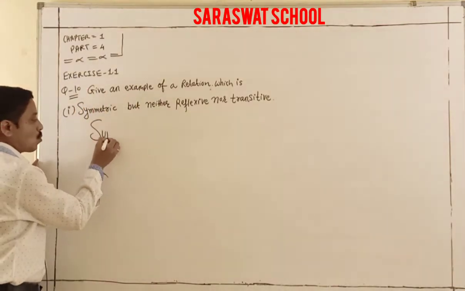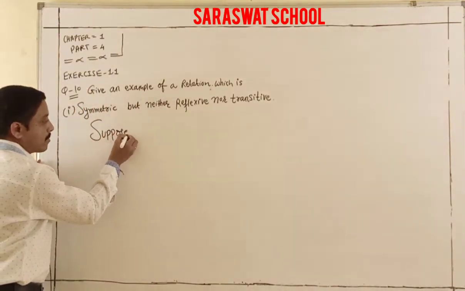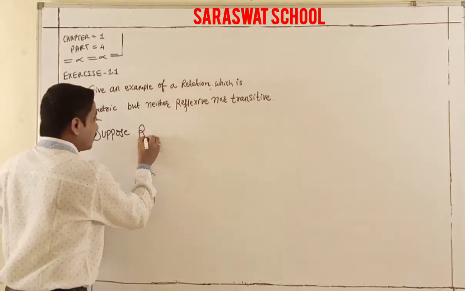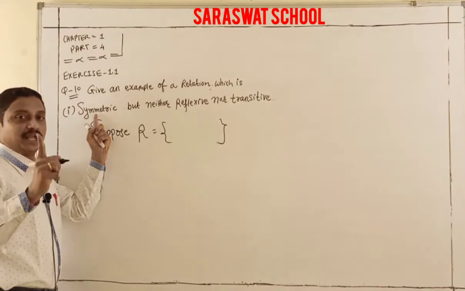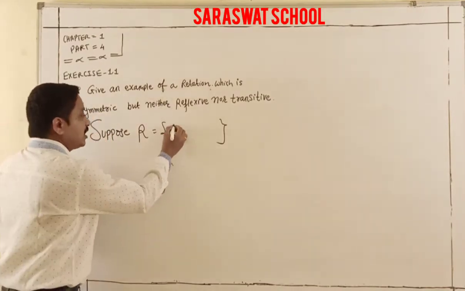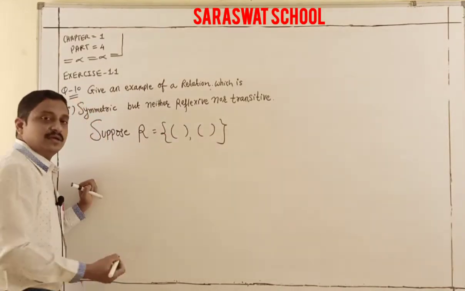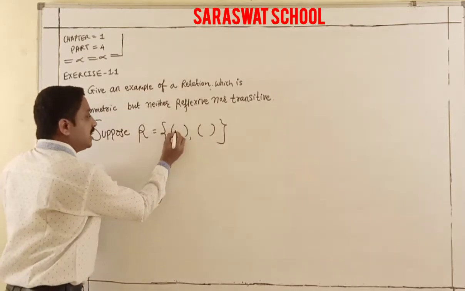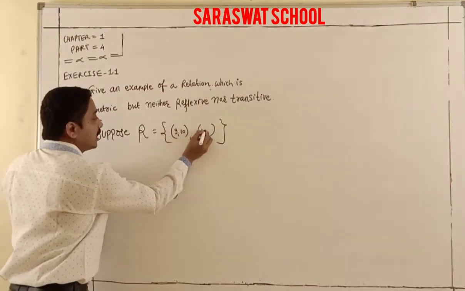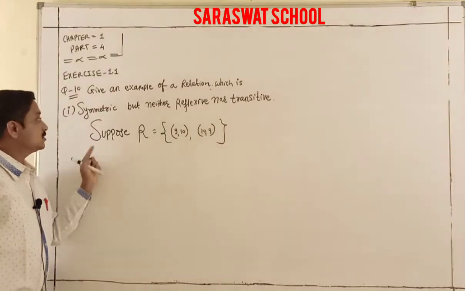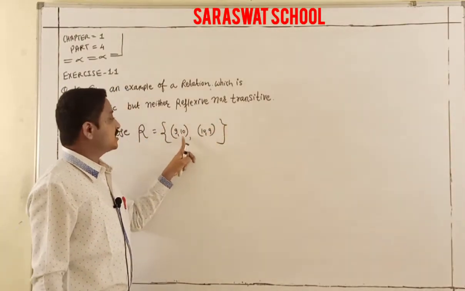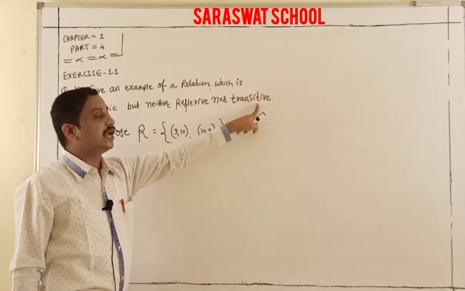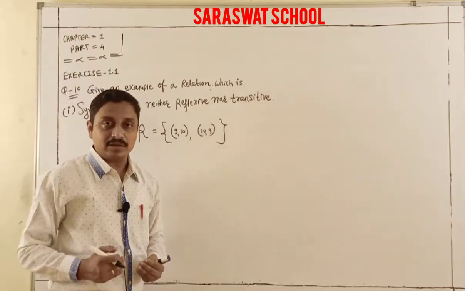Suppose our relation is R. I want only symmetric. Write any numbers, just like 9, 10. So here 10, 9. Symmetric is done. But it must be not reflexive and not transitive, so you never write the same number and never write the connected next number.